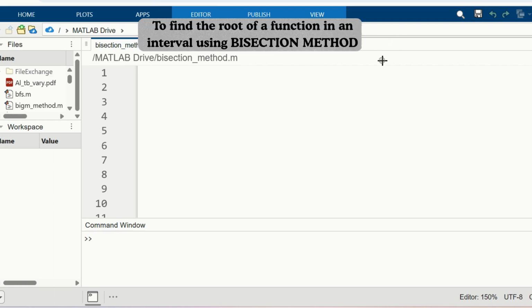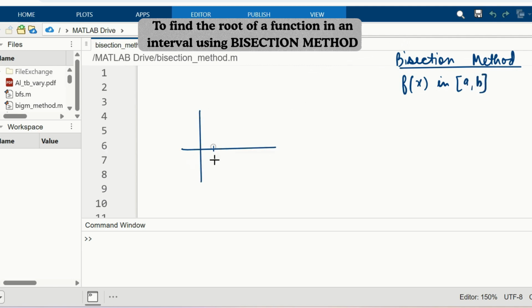So today we are going to do the MATLAB code for finding the root of a function using the bisection method. So let me just tell you how the bisection method works. In the bisection method we have a function, suppose f of x, and its root lies in the interval a comma b, and we need to find this root. So suppose we have a point here, and b point here. We know that the function root lies in this interval.